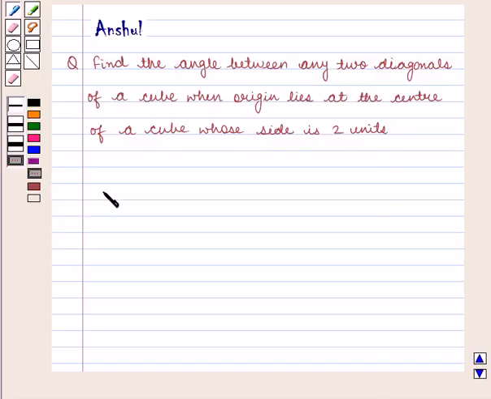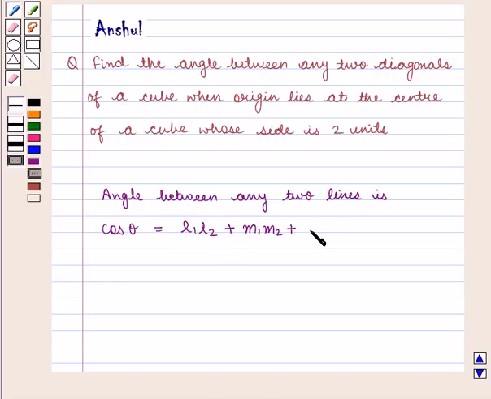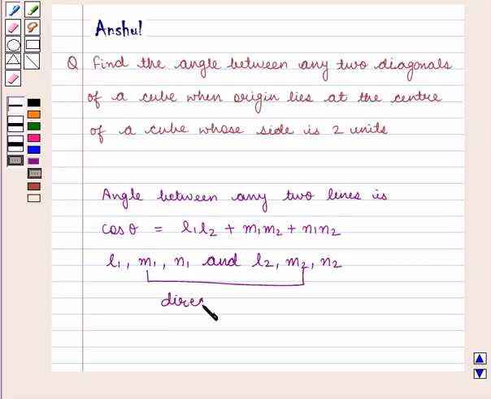We know that the angle between any two lines is given by cos theta is equal to L1 L2 plus M1 M2 plus N1 N2, where L1, M1, N1 and L2, M2, N2 are the direction cosines of the two lines.